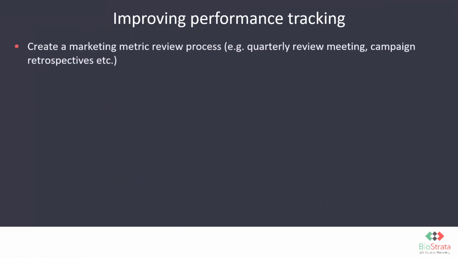The first one is, if you don't have one, create a marketing metric review process. Quarterly review meetings, it might be post-campaign retrospectives. Lots of people collect data, but they don't necessarily meet to review and discuss the data, what it means and how they can improve. And if you don't formalize that in a process that you have to stick to, you might collect a lot of data but not really use it.